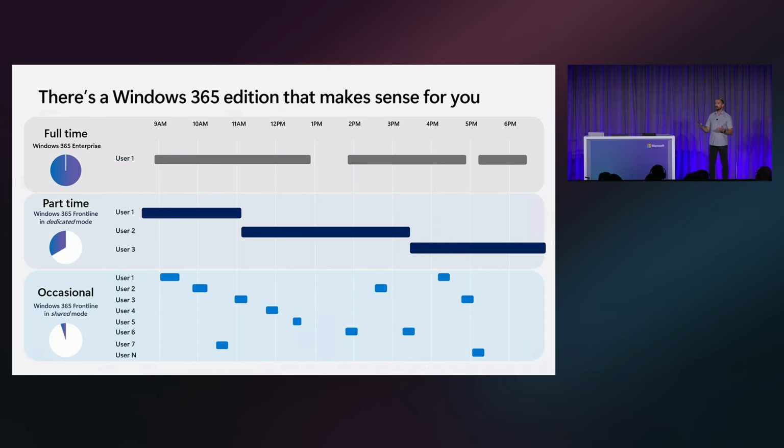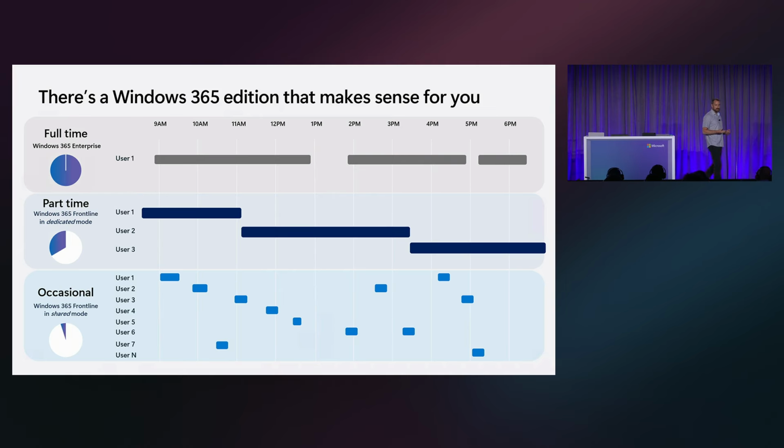Okay, so then what we announced at Ignite last year is that you can deploy Frontline in 2 different ways. The first thing is what we call Frontline in dedicated mode, and that's the example I just gave you. Because remember, in this case, there's 3 users that get 3 dedicated cloud PCs. The other mode is what you see on the bottom of the screen. This is called Frontline in shared mode. In this case, you have one cloud PC that can be shared by any number of users.